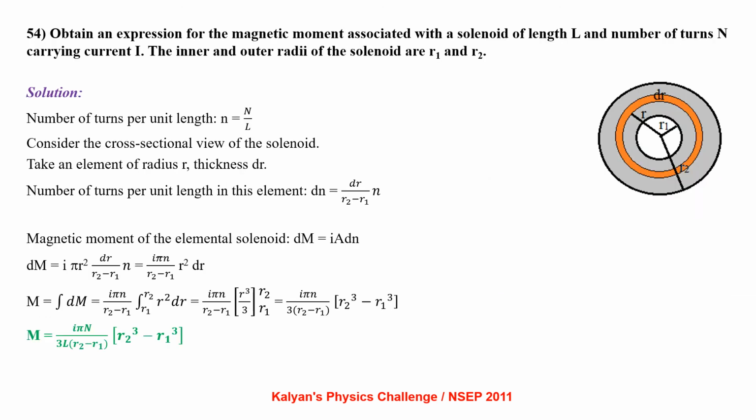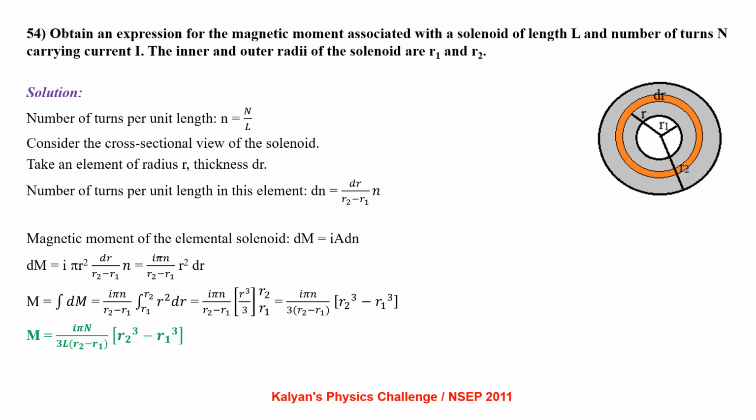Obtain an expression for magnetic moment associated with a solenoid of length L and a number of turns N carrying a current I. The inner and outer radii of the solenoid are R1 and R2. Number of turns per unit length, small n, equal to capital N by L. Consider the cross-sectional view of the solenoid. Take an elemental radius of r and thickness dr. Number of turns per unit length in this element: dn equal to dr by r2 minus r1 into n.